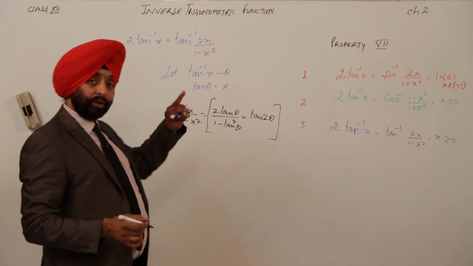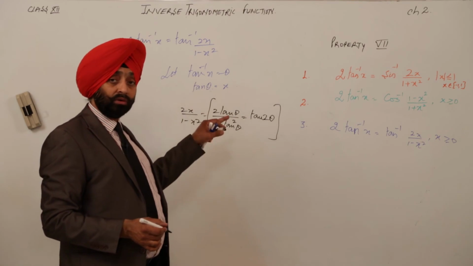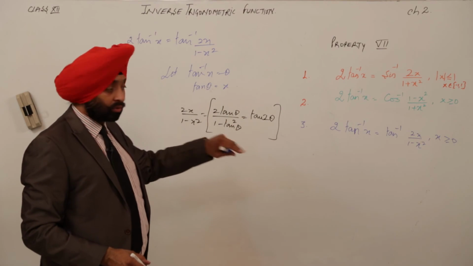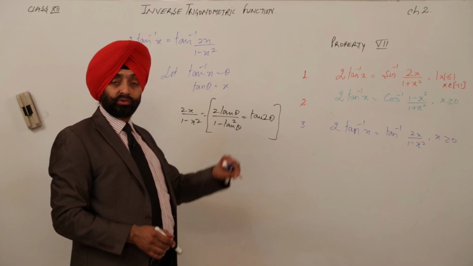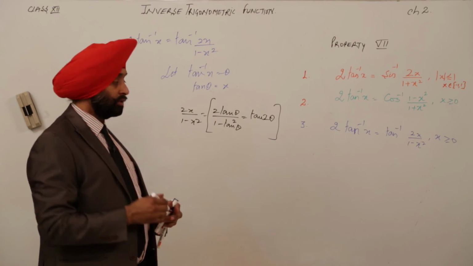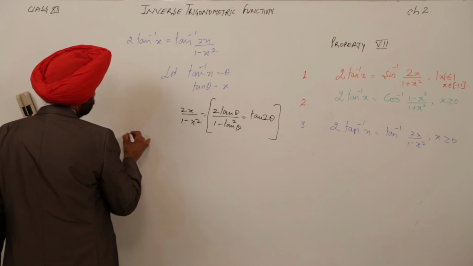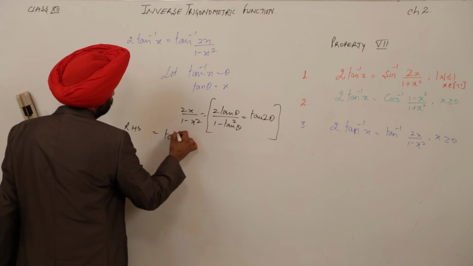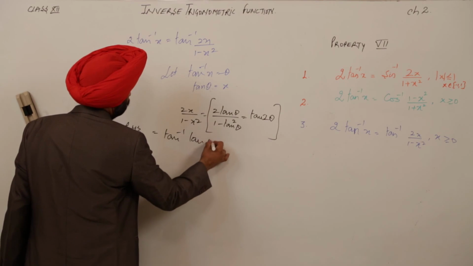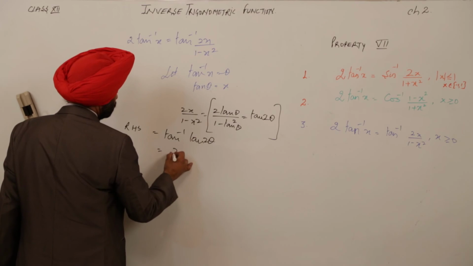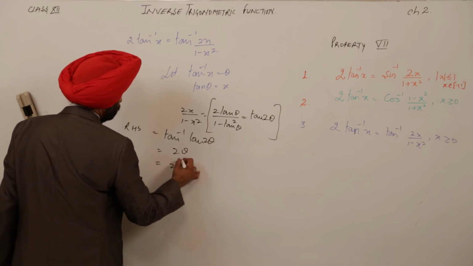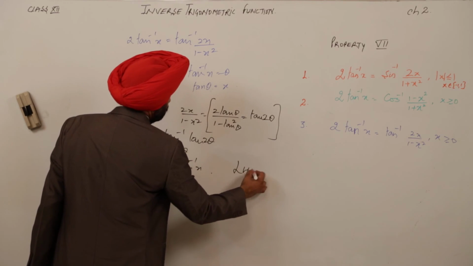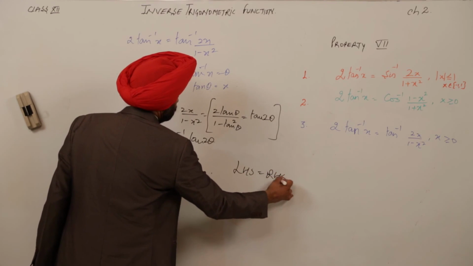You can solve it, but remember one thing, 1 minus tan square theta is not secant square theta. Here you have to put sin theta upon cos theta in place of tan theta, and sin square theta upon cos square theta in place of tan square theta, and then you can solve it. So now what does our question become? On the right hand side, our question becomes tan inverse tan 2 theta. So again this is 2 theta, and here we get 2 tan inverse x. So the left hand side is equal to the right hand side.